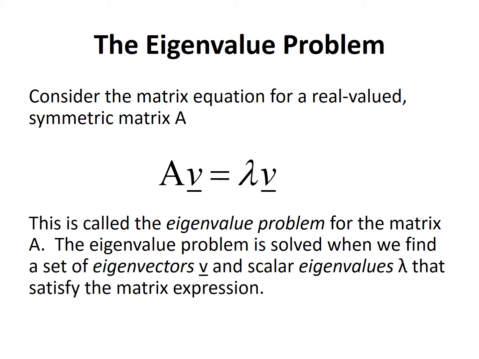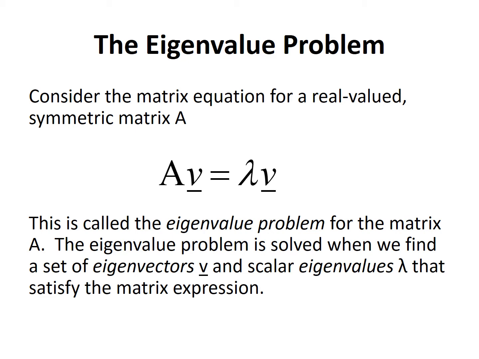As we've seen, multi-degree of freedom mechanical systems can be represented by ordinary differential equations written in matrix form. The solution of these equations is directly related to a well-known matrix problem known as the eigenvalue problem. Let's assume that we have a real symmetric matrix A. Consider the problem of solving AV equals lambda V, where V is an undetermined vector of coefficients and lambda is an undetermined scalar. In matrix theory, this problem is called the eigenvalue problem.